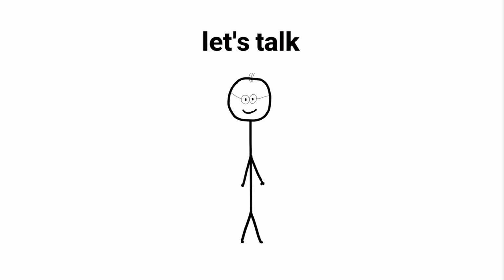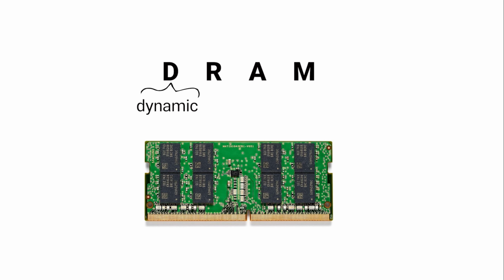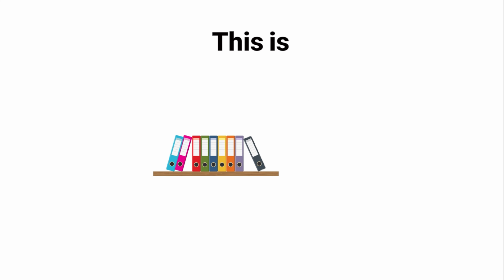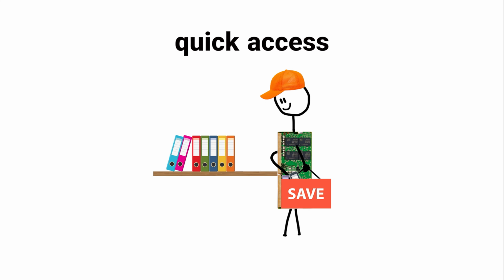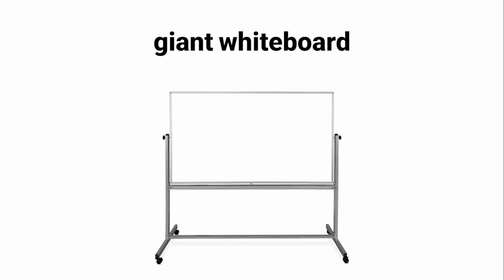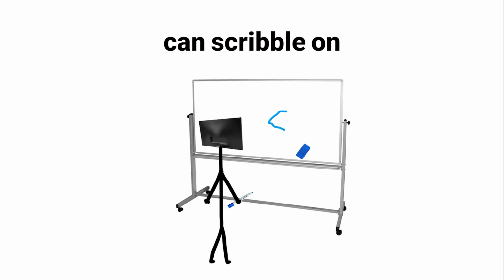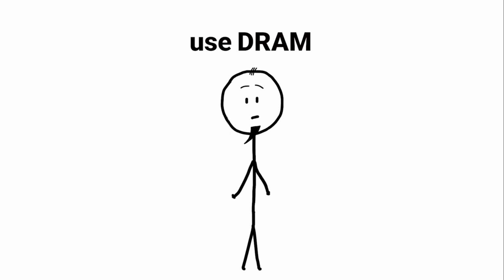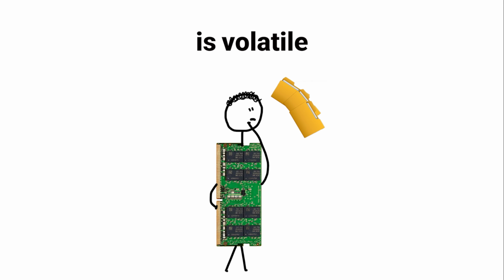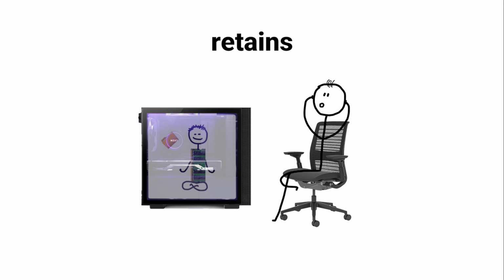First up, let's talk DRAM, or Dynamic Random Access Memory. This is your computer's working memory, where it temporarily stores data for quick access. Think of it like a giant whiteboard that your computer can scribble on and erase as needed. Now, you might be wondering, why not just use DRAM for everything? Well, there's a catch. DRAM is volatile, meaning it only retains information when powered on. The minute you shut down your computer, poof!